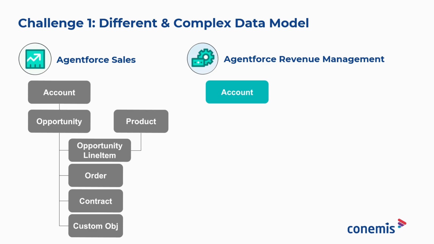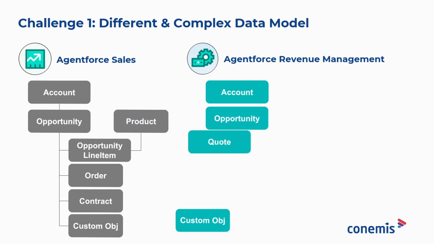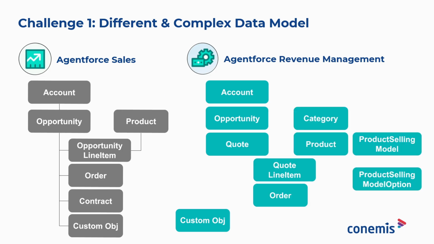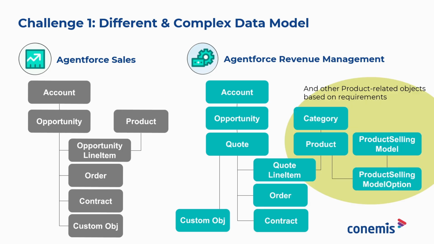First, the difference in data models. Agentforce Revenue Management has a unique object structure, one that differs significantly from Agentforce Sales and many legacy systems. Because of this, if any required objects or fields are missing in the target org, they must be created. Even then, data migration isn't as simple as mapping objects one-to-one. In many cases, a single object in the old system needs to be split into multiple objects in the new one. In other situations, the opposite occurs. Several objects must be consolidated into one.